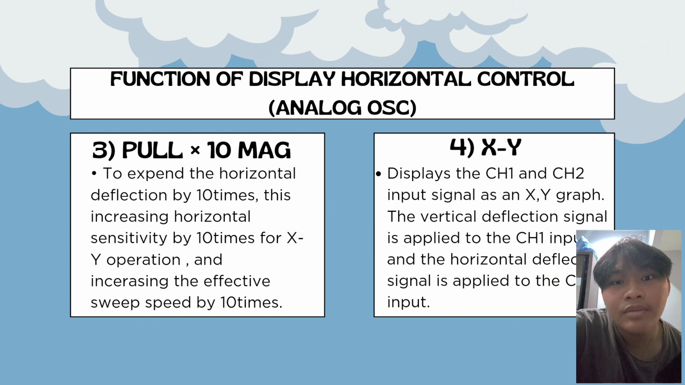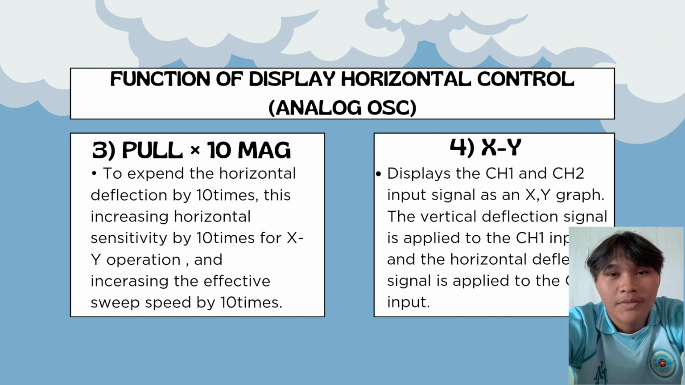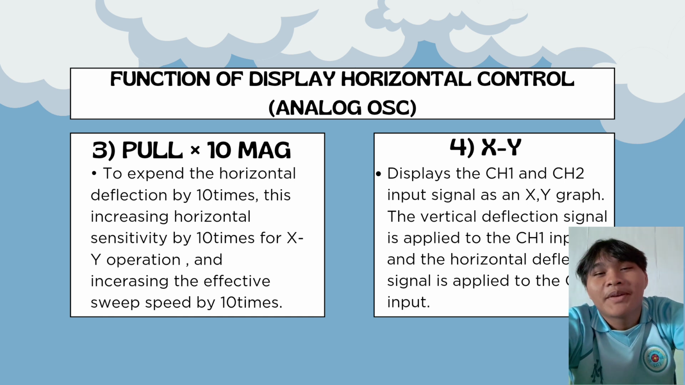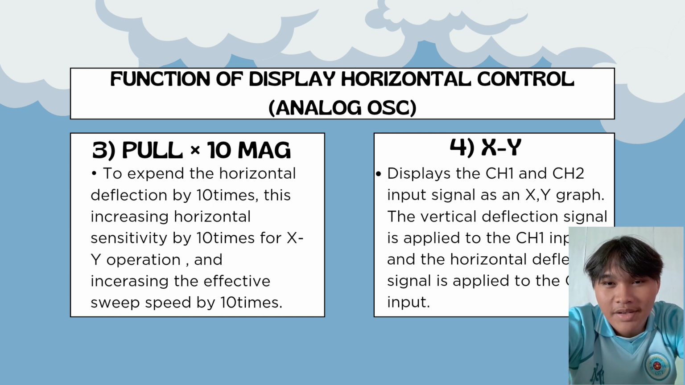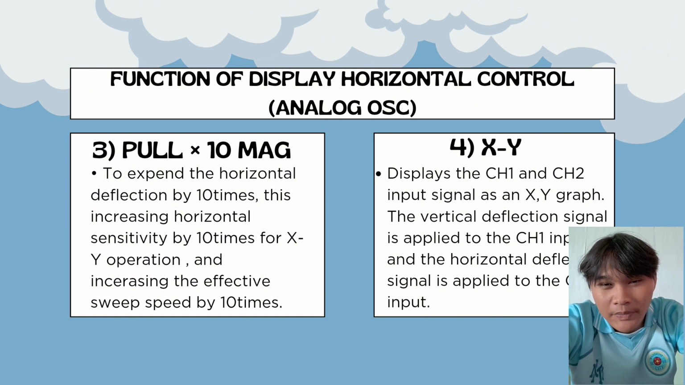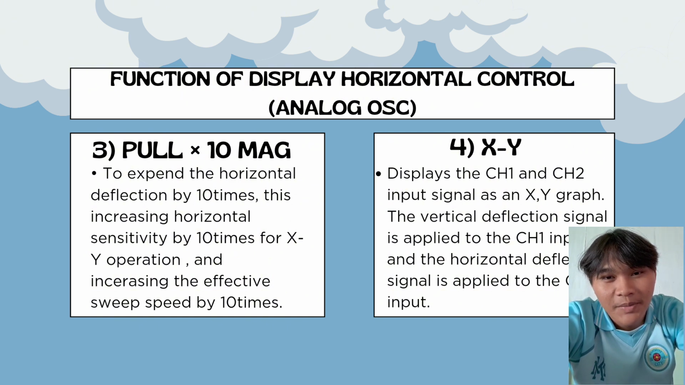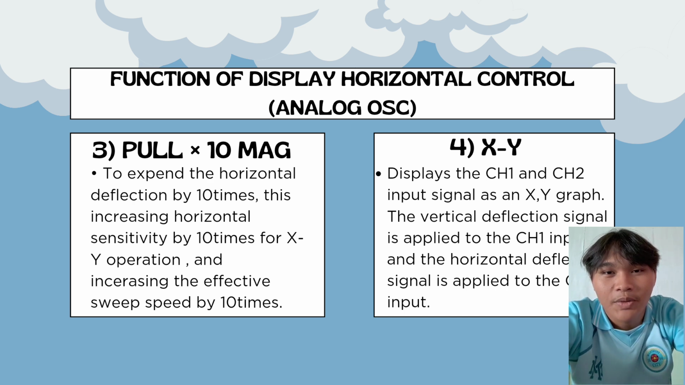First, pull multiply by 10 MAG to expand the horizontal deflection by 10 times. This increases the horizontal sensitivity by 10 times. For X-Y, it displays the channel 1 and channel 2 input signals as an XY graph. The vertical deflection signal is applied to the channel 1 input and the horizontal deflection signal is applied to the channel 2 input.